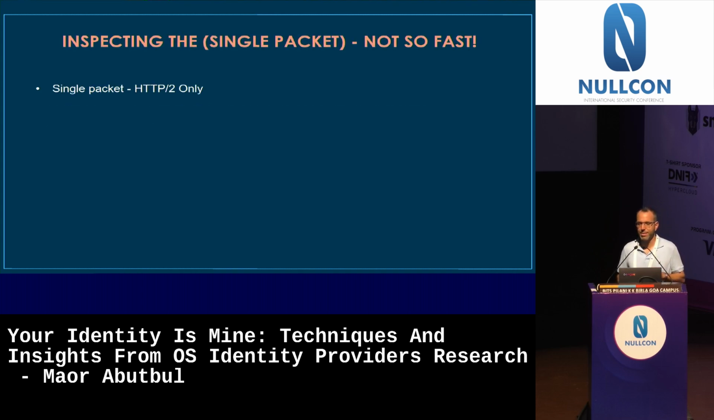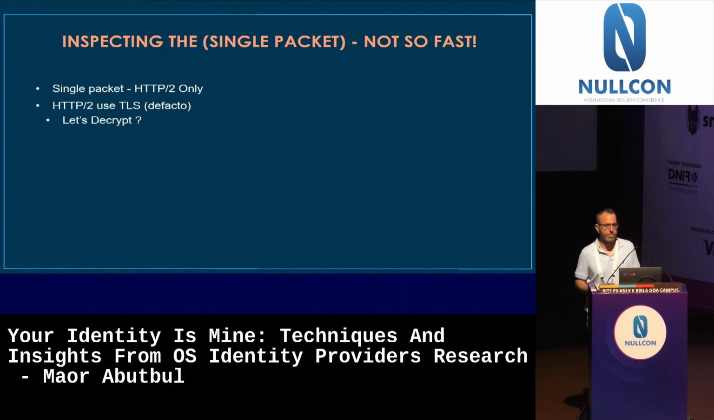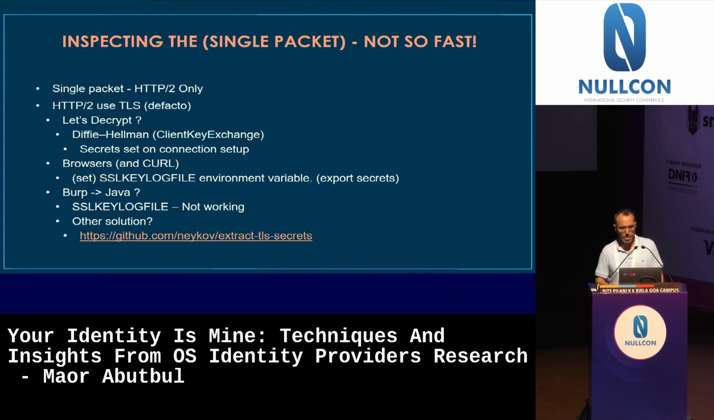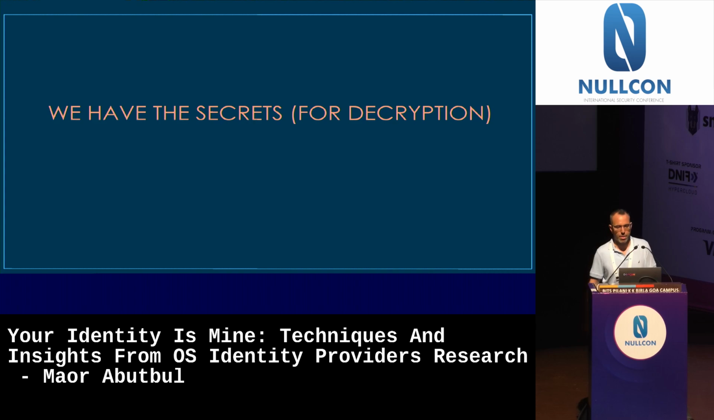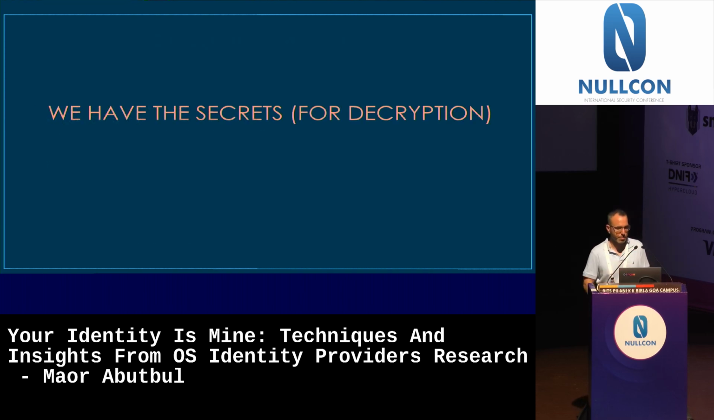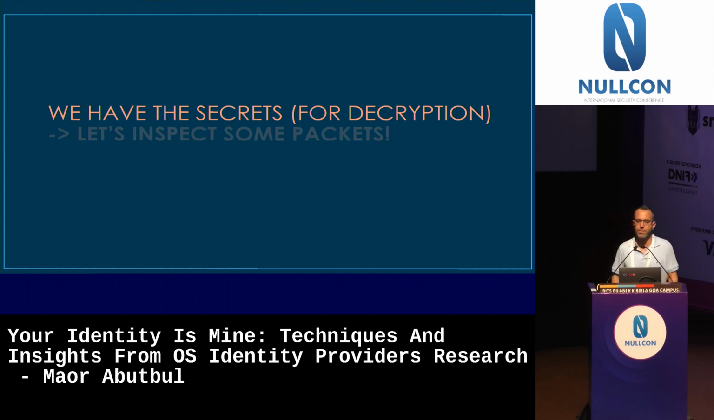Not so fast. The single packet attack is an HTTP version 2 only mechanism. HTTP version 2 uses TLS. Okay, so let's decrypt. This took us into a journey, and in the end, we found this tool. Using this tool, we could extract the TLS secrets for decryption.